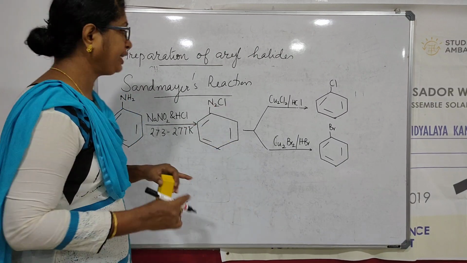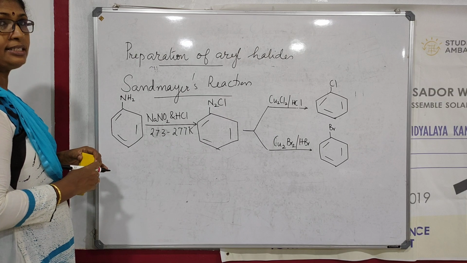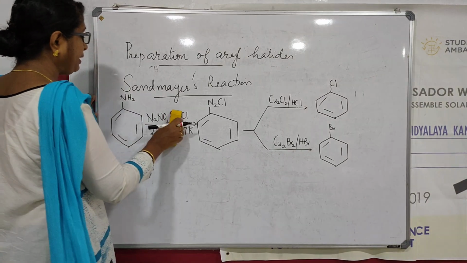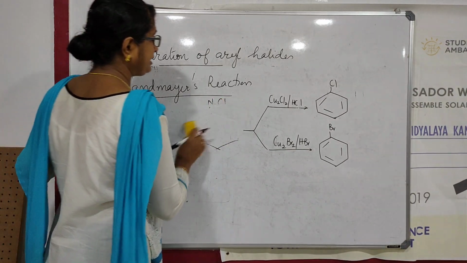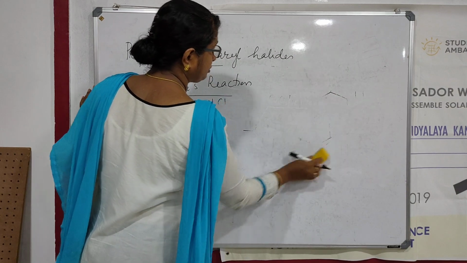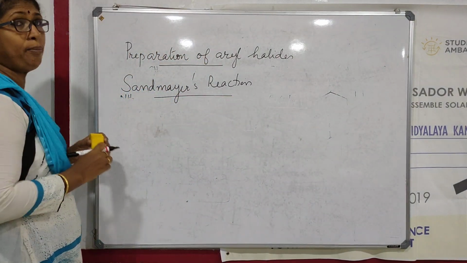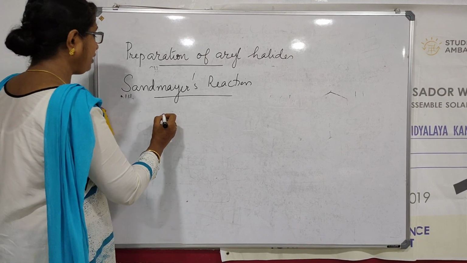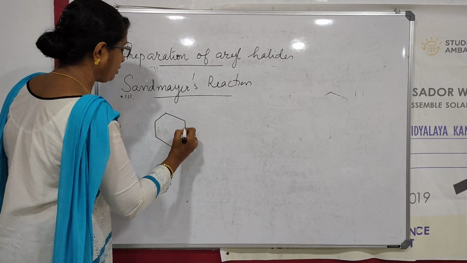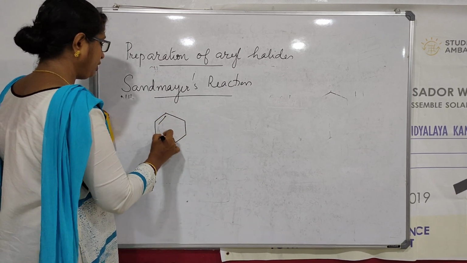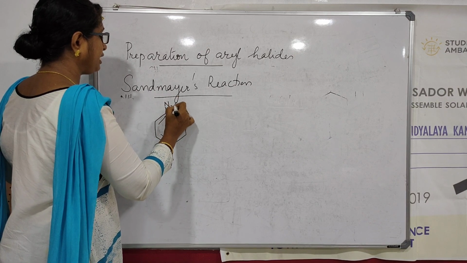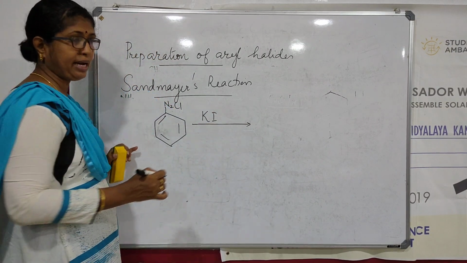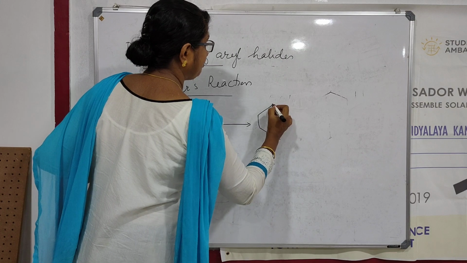This is a name reaction. Add to your memory card the Sandmeyer reaction, the first name reaction. But we cannot prepare iodobenzene by this method. And fluorobenzene also we cannot prepare, because fluorine is very highly reactive. Then another method we will use: diazonium chloride, C6H5N2Cl, is treated with potassium iodide, and you will get iodobenzene.